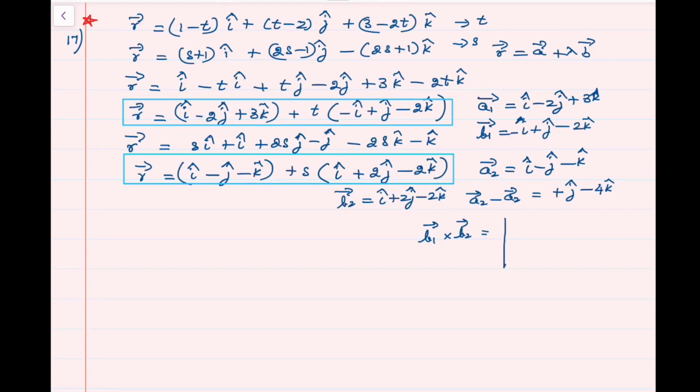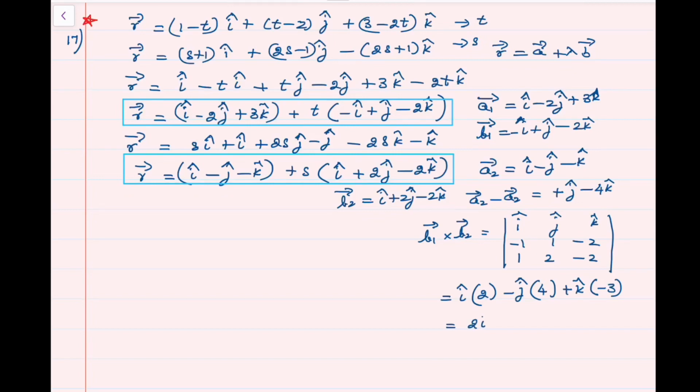Determinant i, j, k, components of b1 vector: minus 1, 1, minus 2, and components of the second vector: 1, 2, minus 2. Let us expand. i cap times minus 2 plus 4, 2i, minus j cap into 2 plus 2, 4, plus k cap into minus 2 minus 1, minus 3. Therefore, b1 cross b2 is 2 i cap minus 4 j cap minus 3 k cap.